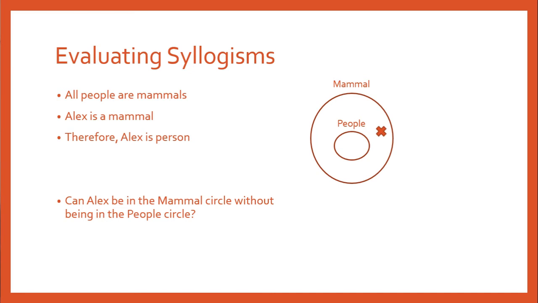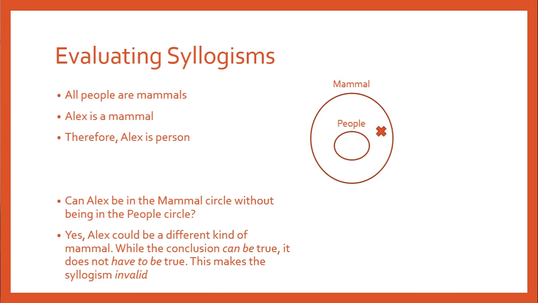So this is an invalid syllogism because all people are mammals and Alex is a mammal does not require that Alex be a person. For example, Alex could be some other kind of mammal. Alex could be a cat or a dog or any other kind of mammal that is not a person. So even though the conclusion can be true, Alex can be a person, the conclusion does not have to be true.